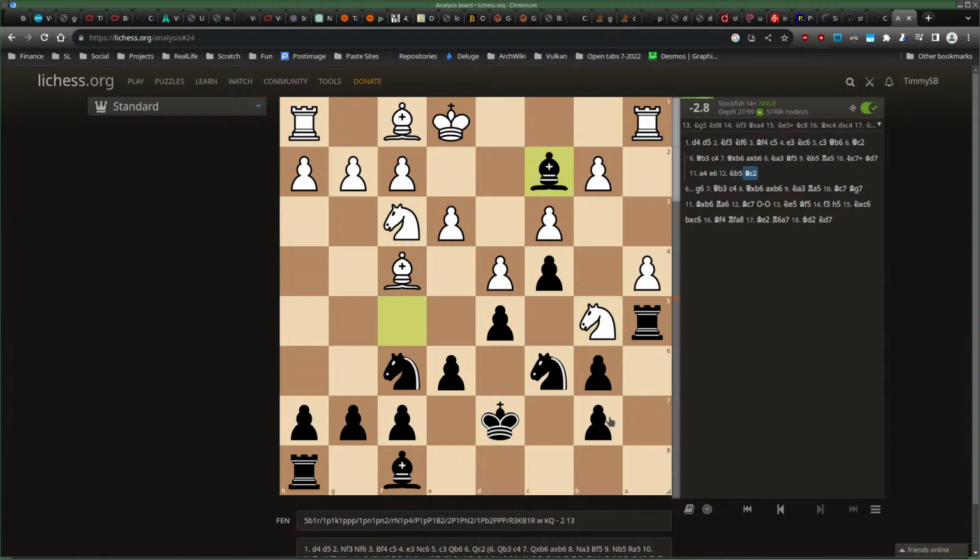Bishop c2. Try to take this pawn. And this is true. This is true. Knight e5 check. D takes e5. Nah. What happens if they take with the, oh yeah, -6? I really want to see that.